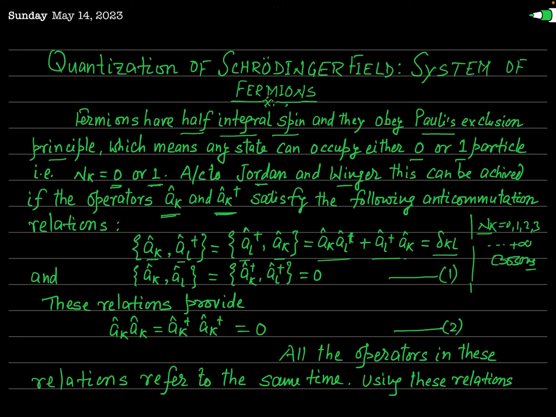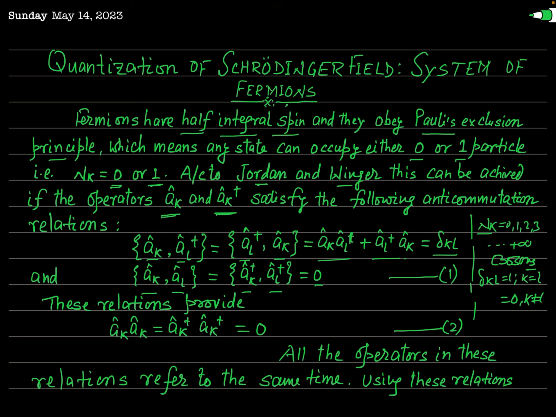You know that this delta_kl is the Kronecker delta, which is equal to 1 if k is equal to l, and equal to 0 when k is not equal to l. And the other anti-commutation relations obeyed by these two operators are as follows. The anti-commutator of a_k hat with a_l hat is equal to 0, and at the same time the anti-commutator of a_k hat dagger and a_l hat dagger is also equal to 0.